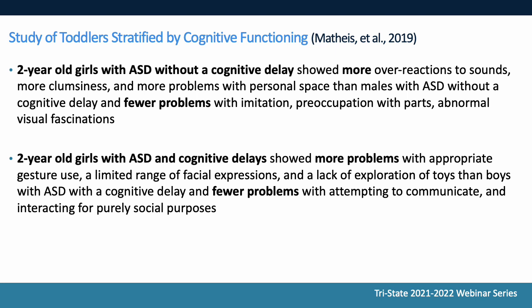Girls also tend to show fewer problems with imitation, preoccupation with parts, and being completely visually fascinated by things like fans or spinning objects. 2-year-old girls with ASD and cognitive delays compared to boys with cognitive delays show more problems with appropriate gesture use. They have a more limited range of facial expression. They don't tend to explore their toys or environment as much as boys. They are also reported as having fewer problems attempting to communicate and will interact purely for social purposes more than their male counterparts. So I hope I didn't misstate that. We're really looking at comparing 2-year-old girls with boys, but considering their cognitive functioning. So what you see on this slide are some things to think about if you're working with young females.